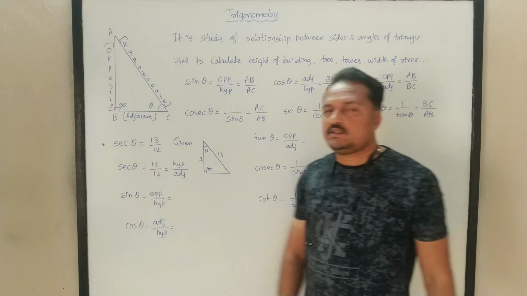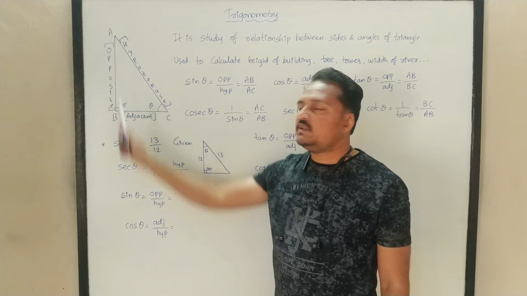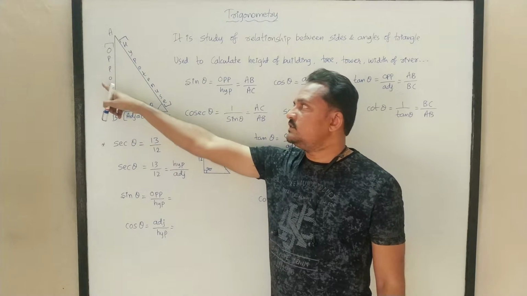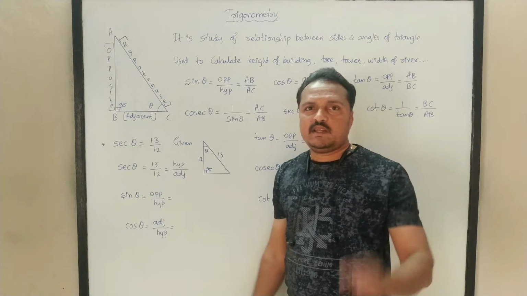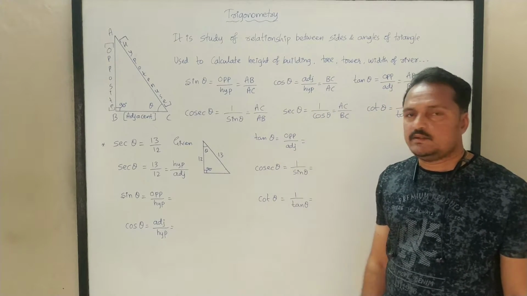One more thing to understand: if I select this theta here, then these two sides will change. Theta is here, then this will be the opposite side, this will be the adjacent side. So one example we are going to solve here, and we will understand how we have selected.